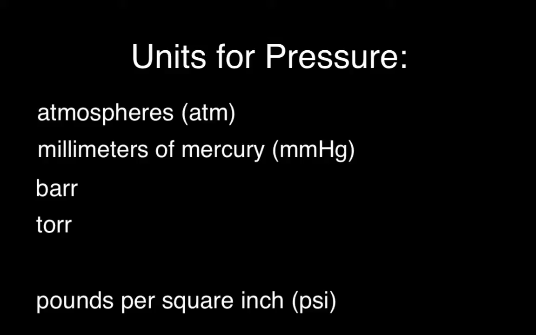There's one called millimeters of mercury, which has to do with a barometer, which we'll talk about in a second. There's bar, torr, pascals, and pounds per square inch, which if you ever filled up a tire before, that's the unit that we use when we talk about tire pressure. So take a moment to write all of those down. You may have to go outside of the box a little bit.